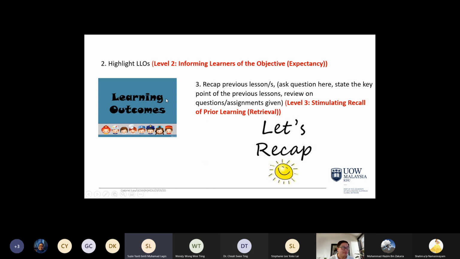Number 1. Number 2, highlight the learning outcomes. Okay, students, today this is what we are going to learn. So why is it important? Students in their mind already know, today, this is what we're going to achieve, this is what we're going to do. So they know at the end of the day, this is what I will get. This is important. Similar to Gagne's informing learners of the objective, expectancy.